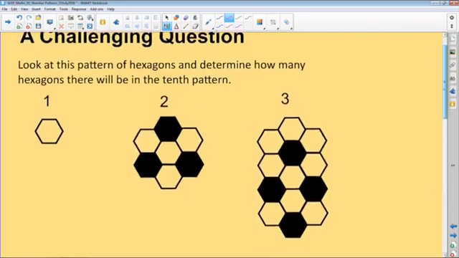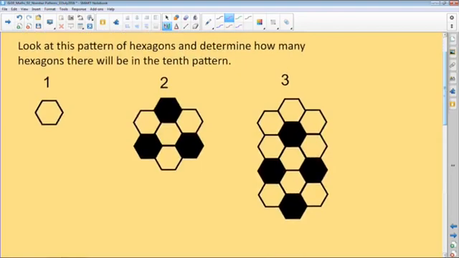We have a challenging question. I want you to look at this pattern of hexagons and then determine how many hexagons there will be in the 10th pattern. So that means the 10th figure. There would be a 4th figure, a 5th, a 6th, all the way up to 10. So how would you get that? I don't know. Let's take a look. Here's 1. But what is happening over here? What is different about these two?